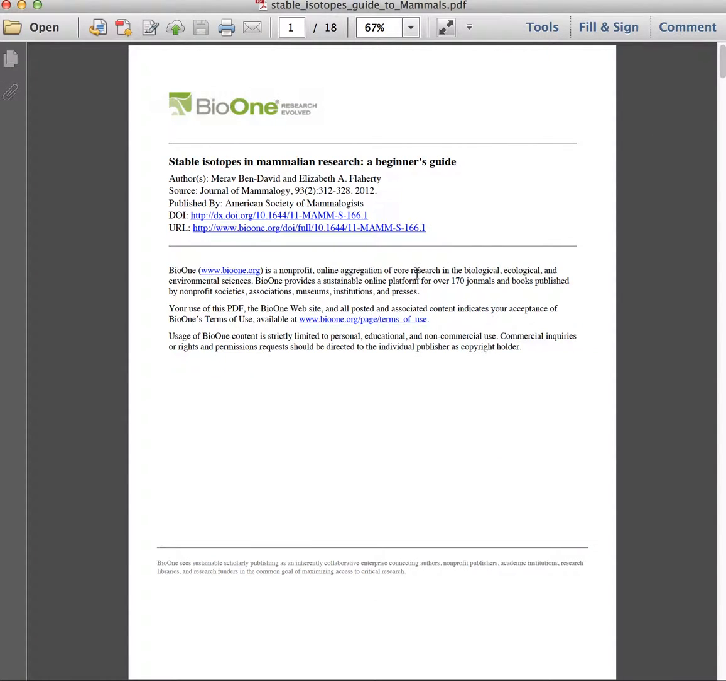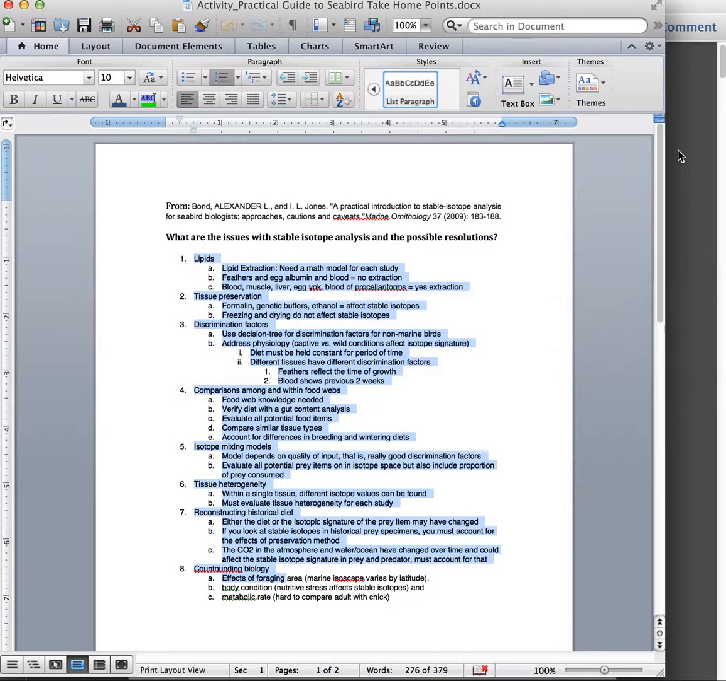So here's the paper, Stable Isotopes in Mammalian Research, a Beginner's Guide. As you go through here, I want you to be marking down in the margins or in your notes where you find references to each of the items that are in that document. So do they talk about lipids, and then within that, do they talk about lipid extraction? Do they talk about different types of tissues and whether or not they need extraction?